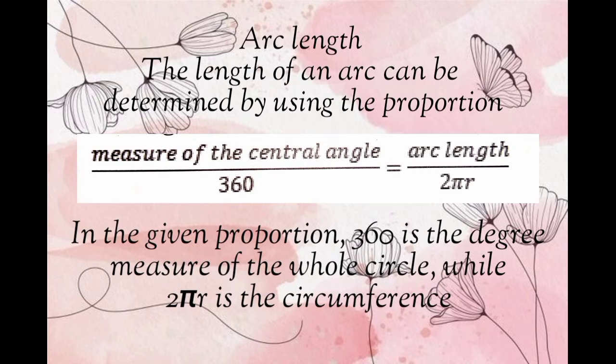Arc length. The length of an arc can be determined by using the proportion. Arc length is equal to the measure of the central angle over 360 times 2 times 3.14 times 6, which is equal to 9.42 centimeters. In the given proportion, 360 is the degree measure of the whole circle while 2 pi r is the circumference.